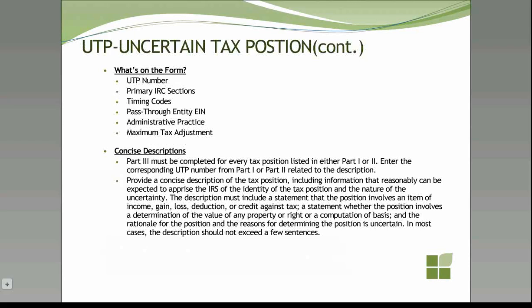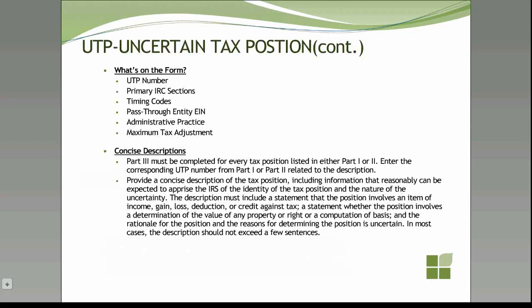The UTP number is just a numbering where you pick what you want to put down. Then the IRS section that you're referring to in your position, for example section 41, which we'll relate to today with the R&D credits, or transfer pricing, foreign tax credits, whatever it relates to. Timing codes, permanent or temporary, whether it's a pass-through issue, administrative practice, and then the maximum tax adjustment. This is the amount that the tax position is worth to you, the corporation, and also worth to the IRS in looking at those issues.